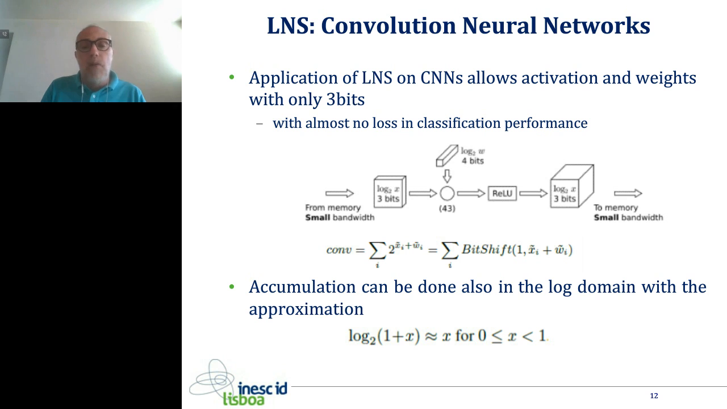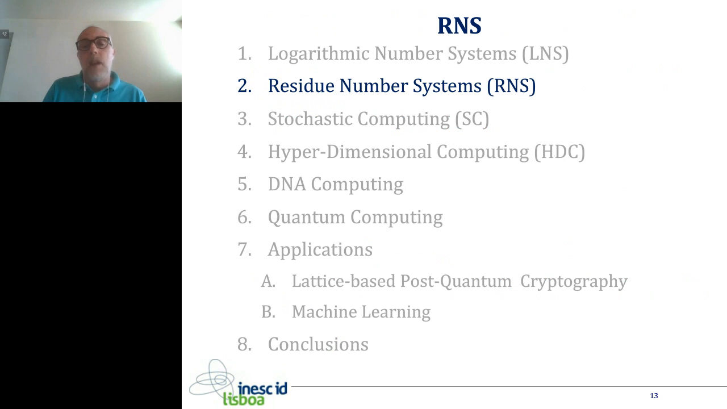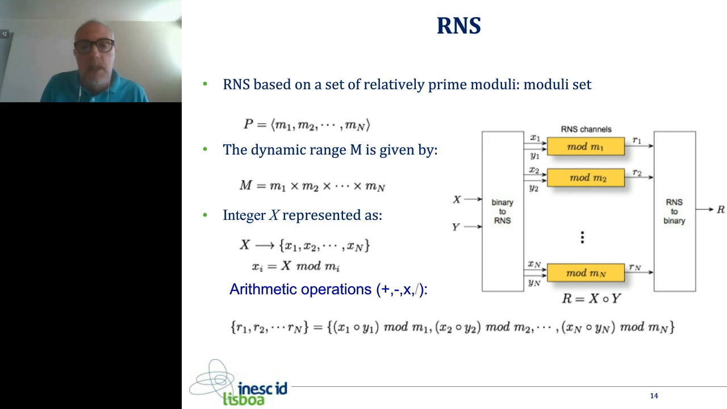So let's go forward to another type of unconventional arithmetic and representation, which is the residue number systems. In this case, most of you know this type of representation, so I'll go briefly. You have to define what we call a moduli set, which is a set of integer numbers that are co-prime among them. So they are not necessarily prime, but they are relatively prime.